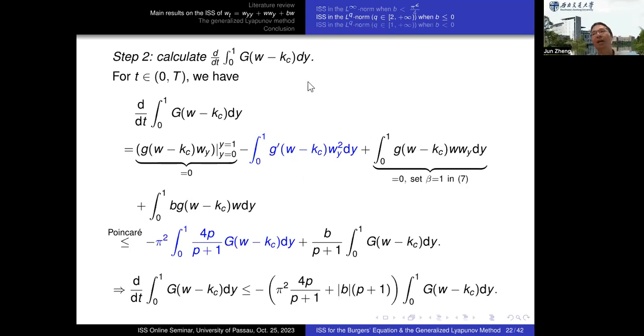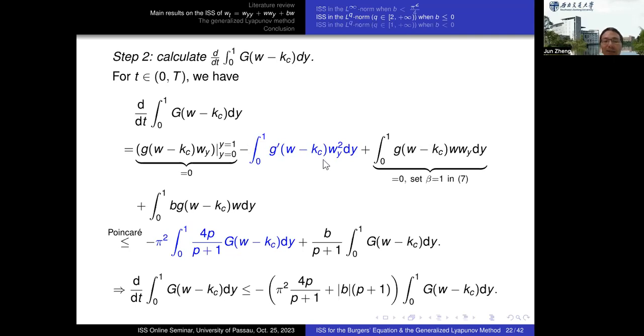Then, in the Lyapunov argument, we would like to calculate the derivative of this functional. Of course, by using integration by parts, we can obtain this estimate. Here, we have only 4 terms, but the boundary terms are 0 because of the properties of G and the definition of Kc. And it's easy to verify that this term is also 0. In fact, this can be done by using integration by parts.